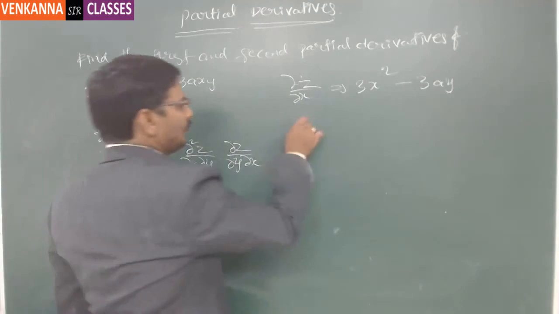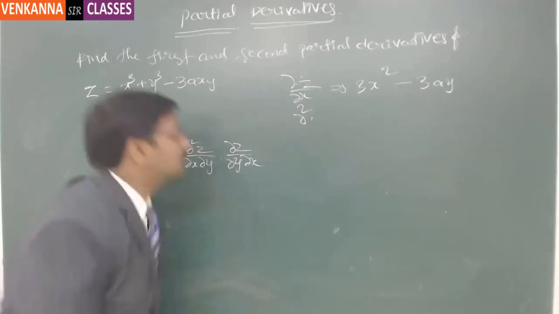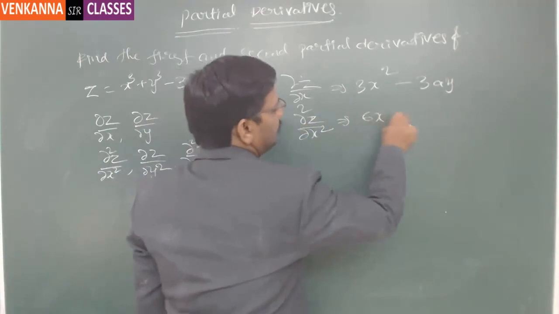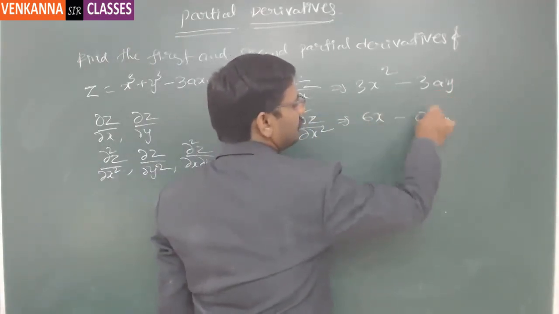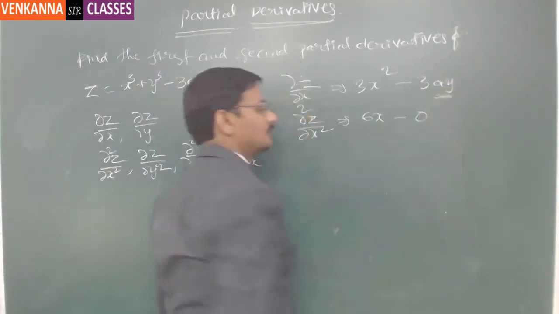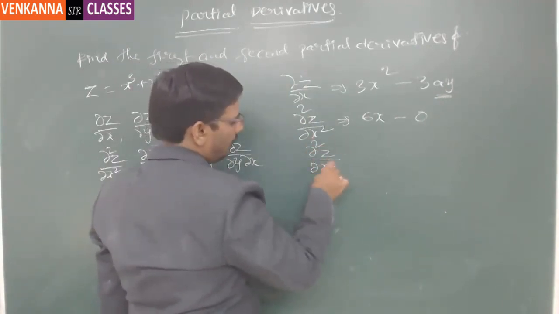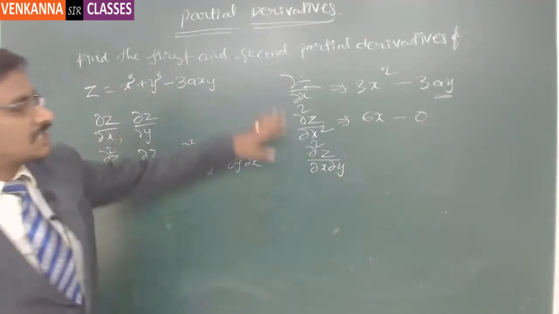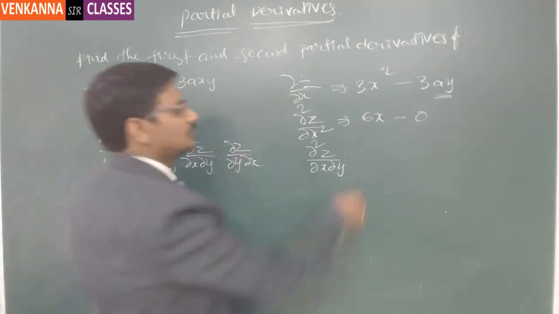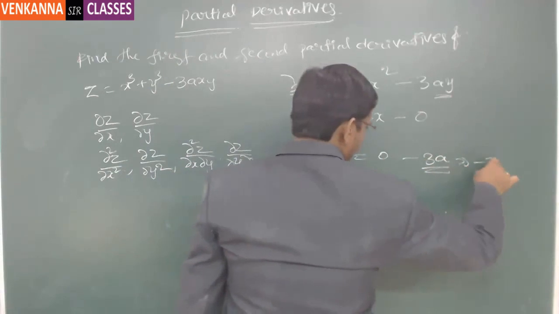Now dou square z by dou x square is nothing but 6x. You are doing the derivative with respect to x again, and the other term you can treat as 0 because a and y both are constants for us. Similarly, dou square z by dou x dou y. That means you have done the derivative with respect to x first, and then you do the derivative of the same function with respect to y. So this is minus 3a, which is the answer.